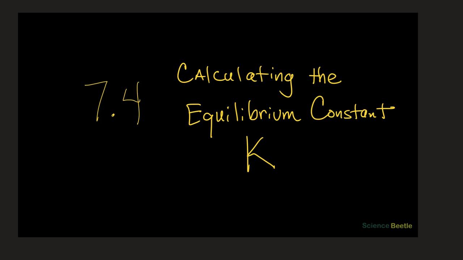All right, so let's go ahead and continue on 7.4. In this section, we're going to be calculating the equilibrium constant. Now, we've already looked at how we derive the constant, but the premise here is that we do not know what the value is, and we have to determine that based on values provided for concentrations.